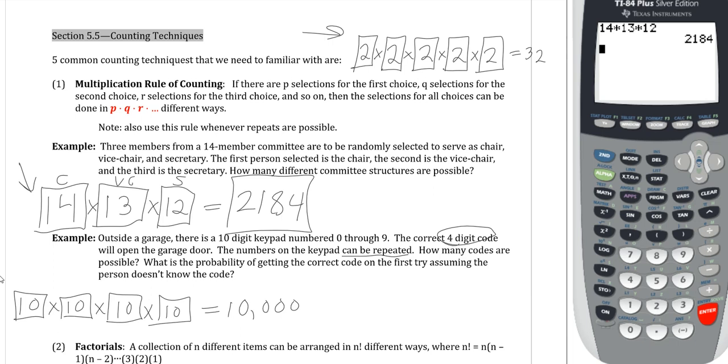Therefore, the probability of getting the correct code on the first try, where there's only one correct code, would simply be 1 out of 10,000, which is incredibly unlikely. That'd be 0.0001.